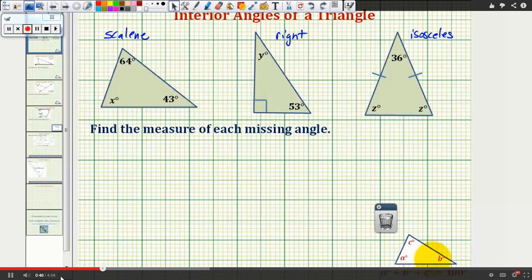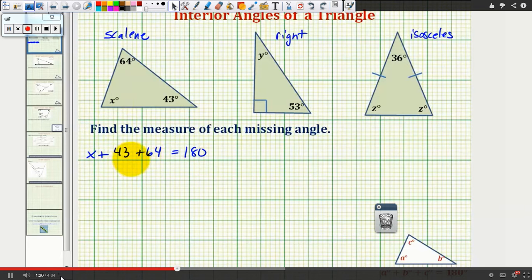Regardless of the triangle though, the sum of the interior angles must always be equal to 180 degrees. And we can use this fact to set up equations and solve for the unknown angles in each triangle. So looking at our first example, x plus 43 plus 64 must equal 180. Notice how we're leaving the degrees off in our equation because we already have a degree symbol on the variable x. So now we'll solve this for x.